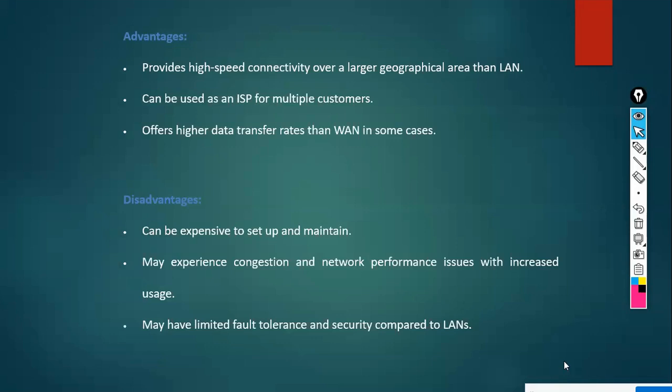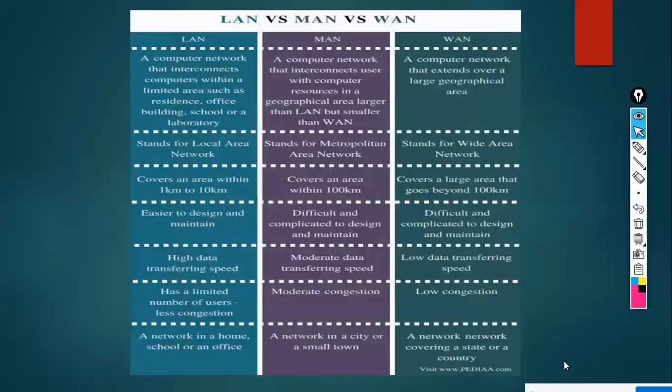Security is less because it is going through the city. So that's why we have to say it is less security. This is one slide where whatever we have discussed is in a single slide, where you can see the differences between LAN, MAN, and WAN. All the same points, I just put it here for your reference. LAN is 1 kilometer, MAN is 100 kilometers, and WAN is beyond 100 kilometers.